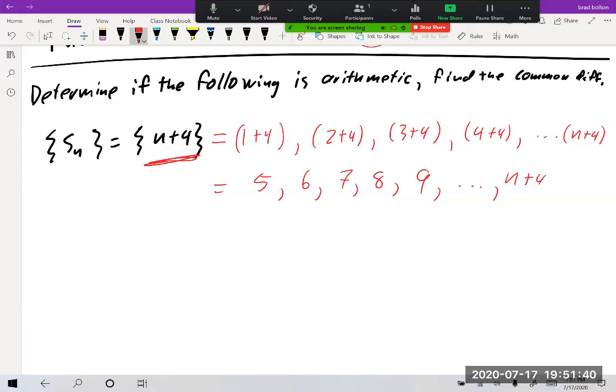Okay, now think about this. How much is each term changing by? Each term is changing by 1. You're adding 1 to go from here to here, you add 1. To go from here to here, you add 1. To go from here to here, you add 1, and so on and so on. So that's what tells me this is an arithmetic sequence. So yes, arithmetic, and the common difference, d, is equal to 1. You add 1 to get from one term to the next every time.